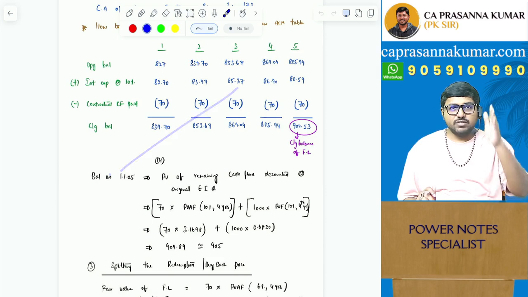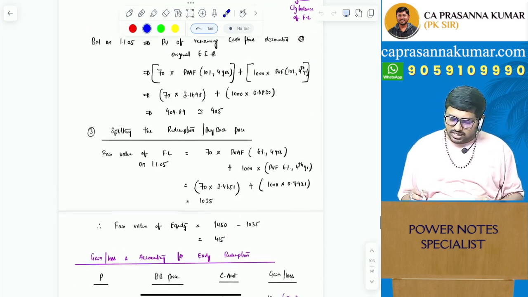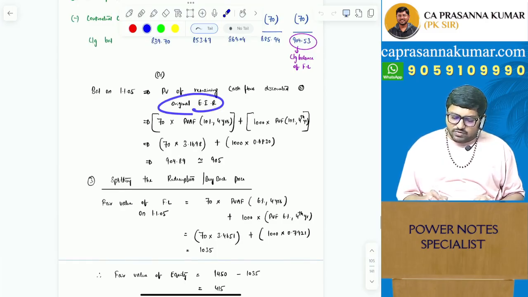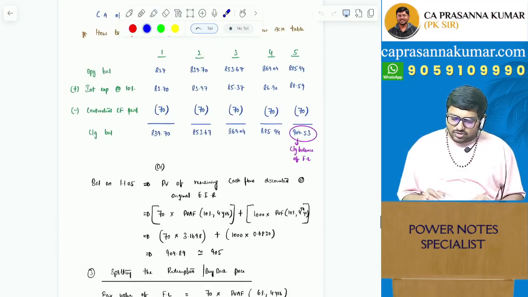For 3 more years in future, whatever the contractual cash flows you have got, if you just discount it at the original EIR, you understand the point? What will happen? You will be getting the same carrying amount and you will be saving a hell of a lot of time. So therefore, there are two ways.